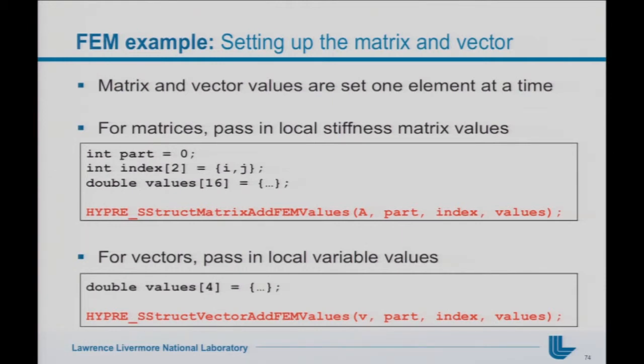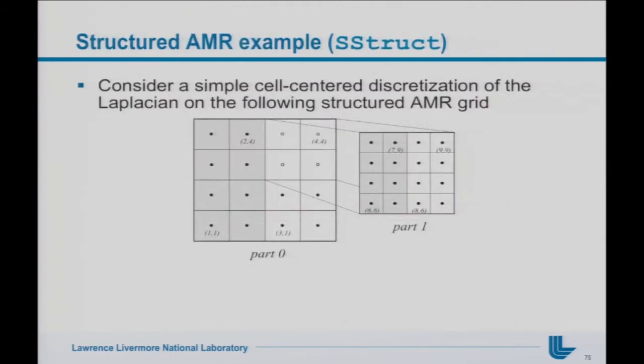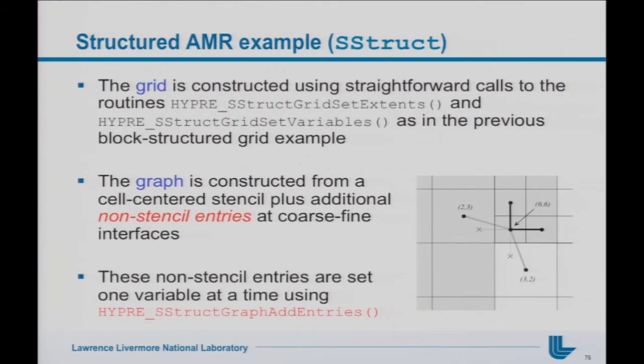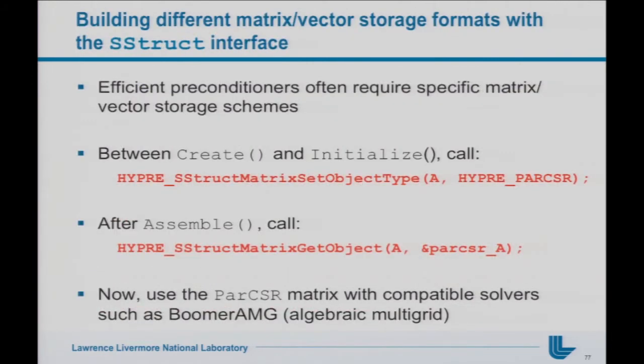Matrices and vectors are very much as before. You now use this set FEM values or add FEM values calls instead of set values calls. And instead of passing stencil-based things, you pass stiffness matrices. Okay? This AMR example I won't go through, just to say that there is a catch-all graph add entries call that can couple any kind of part together in any general way you can imagine.